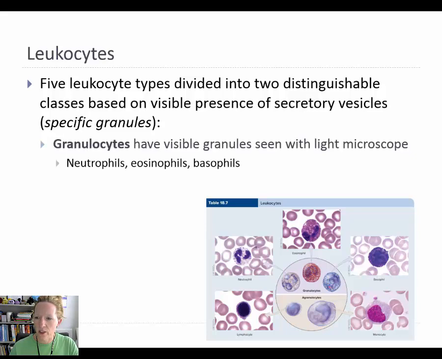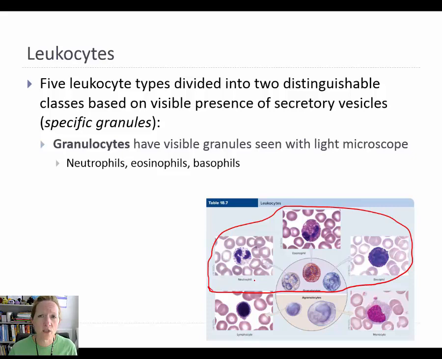So you have granulocytes, and the top portion of this chart right here, these are going to be our granulocytes. The granulocytes have these visible granules that really do distinguish them from each other. And you can see these different granules on a light microscope. So you have your neutrophils, you have your eosinophils, and you have your basophils that are going to be granulocytes.